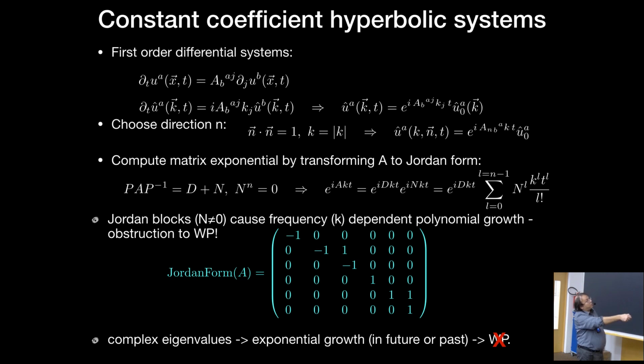But you can have something even worse. You could have complex eigenvalues. Then you get exponential growth right here, and then this is also not well posed. That is even worse than this. Okay? This would be, for example, if you take an elliptic equation and you try to treat it as an initial value problem. That doesn't work at all. This is like even worse.